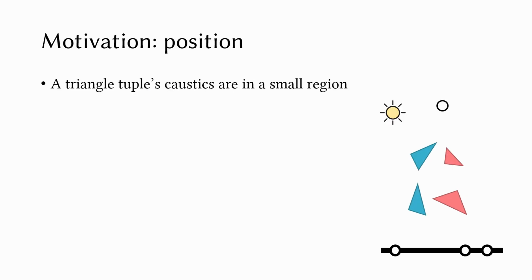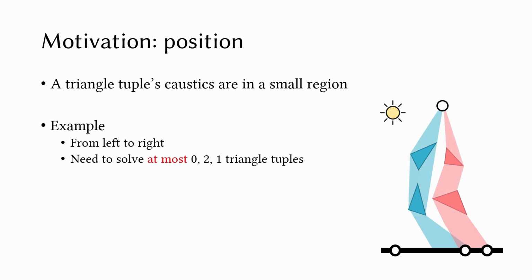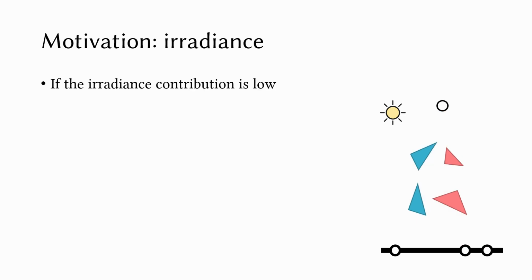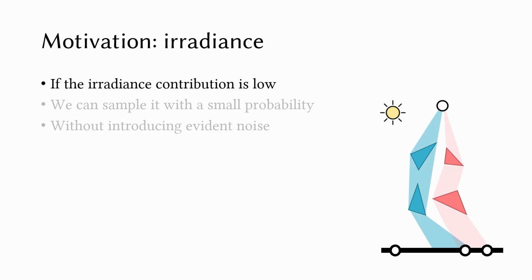We motivate our method using two evident intuitions. Firstly, we notice that a triangle tuple's caustics are usually in a small region, which means we only need to consider each triangle tuple within a local region. Additionally, when the irradiance contribution of a specific triangle tuple is very low, we can sample it with a small probability without introducing evident noise.